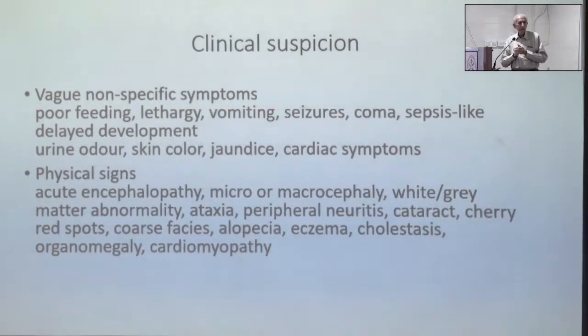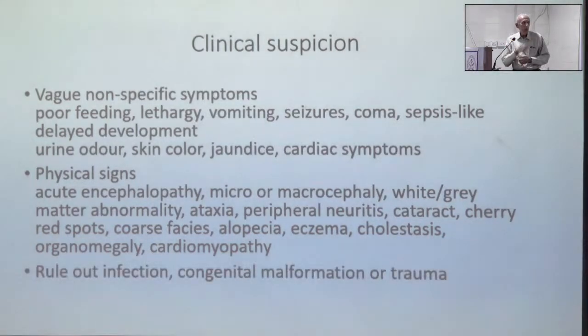What are the signs? As I said, micro or macrocephaly is an important parameter, but many may have a normal skull circumference as well. Then white and grey matter abnormality. There may be other neurological symptoms. For example, a child comes with acute encephalopathy. You may not be able to pick up ataxia, but there may be a peripheral neuritis, there may be a cataract, there may be cherry red spots. So that gives you some idea, of course, coarse faces, and as I said, skin manifestation, organomegaly, cardiac manifestation, all put together could. But what is the bottom line, most important?